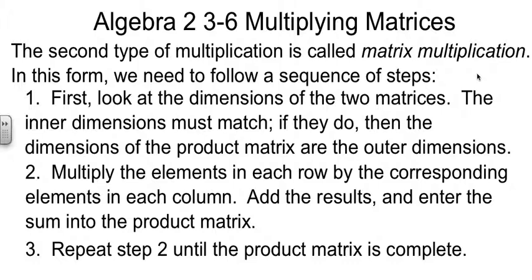Now, assuming we can actually do the problem, the verbiage here makes it a little tough to see what's going on, but when you see it in process, it's not that tough. You multiply everything in a row by the corresponding elements in the column in the next matrix, and then you add up those results and put it into the product, and you repeat until you're done. Sounds very cryptic.